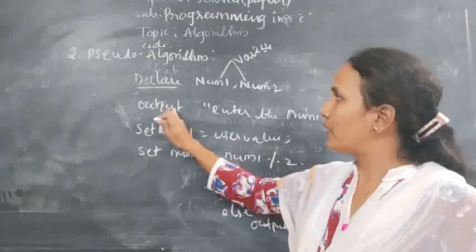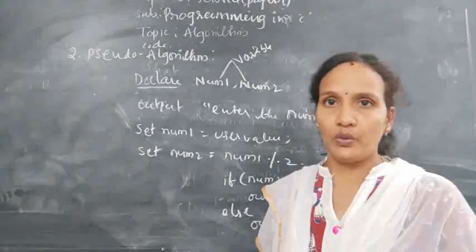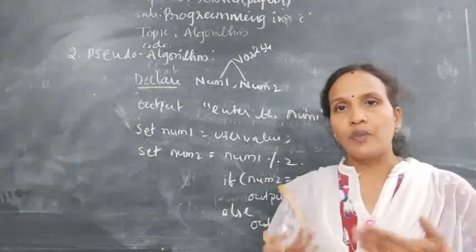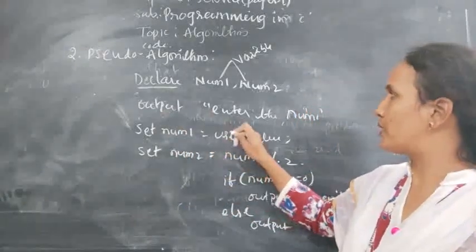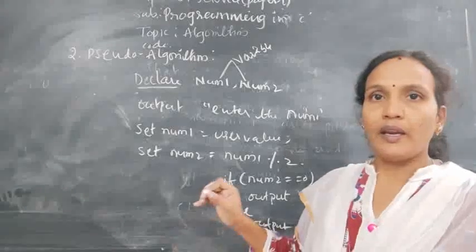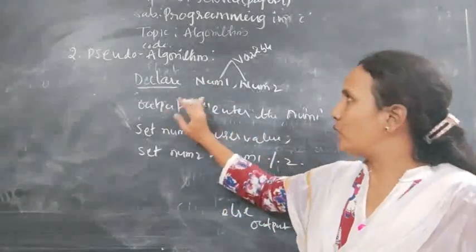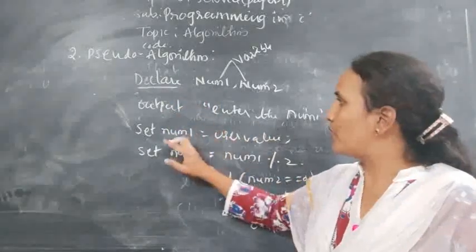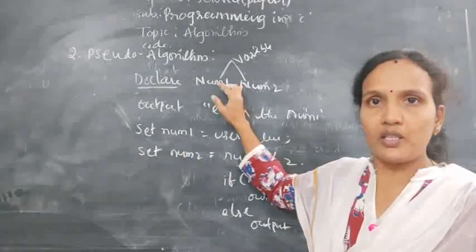Next, output. What does output mean? The prompt you are giving to a user. Whatever is displayed on the screen, that is the output. Whatever the user is giving, that is the input. So what output are we giving to the user? Enter the value of the first number. Okay, the user will give the value. When the user gives the value, that will be stored in number 1. Because when we declared it, there is no value. Initially there is no value.